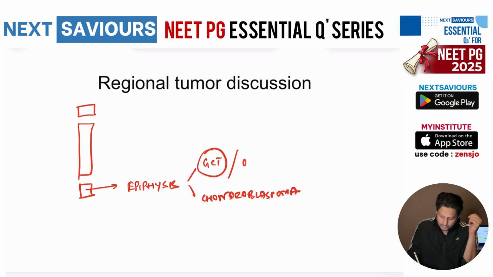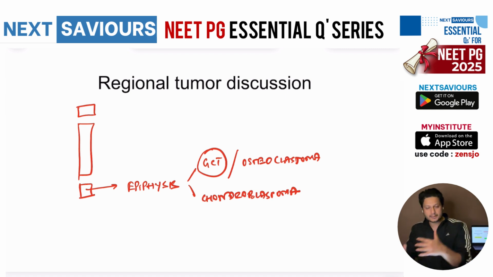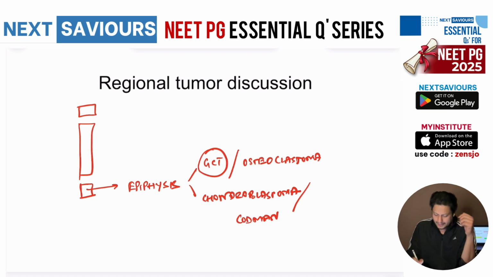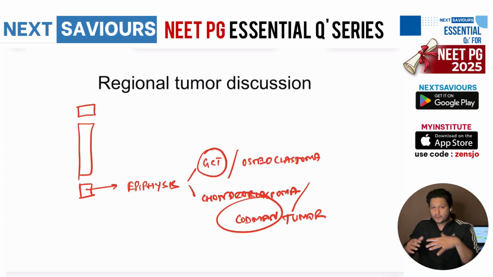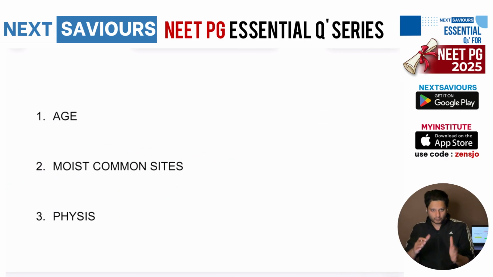The GCT is also known by the name of osteoclastoma because there is increased activity of the osteoclastic cells leading to lytic lesions of the bones. And chondroblastoma is also known by the name of Codman's tumor. Don't get confused with the name Codman triangle, because Codman triangle is a feature of osteosarcoma. Codman tumor is the name which is given to chondroblastoma. So let's start with the differences one by one.